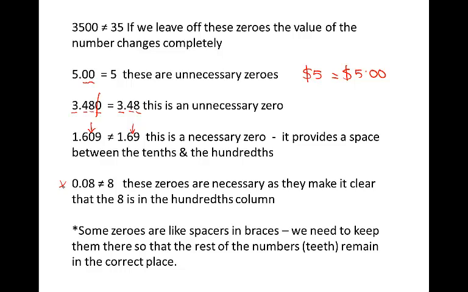The last example over here, 0.08, we certainly can't leave those zeros off. These zeros are necessary. They make it clear that the 8 is living in the hundredths column, and if I leave any of those zeros out, it becomes just an 8 in the units column. So as you can see, some zeros we need to keep, they are like spaces in braces, and we need to keep them there so that the rest of the numbers, or the teeth, remain in the correct place.